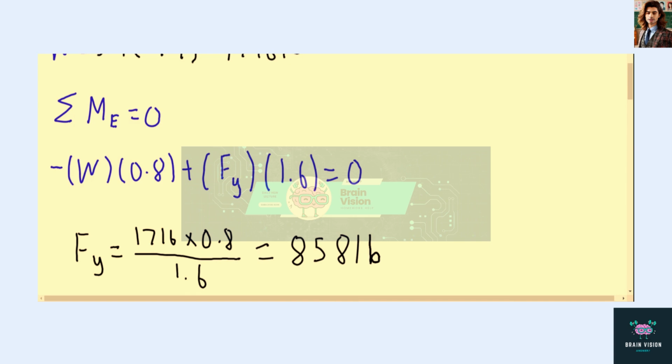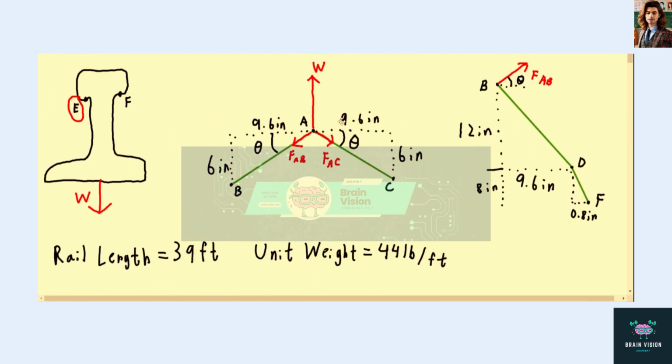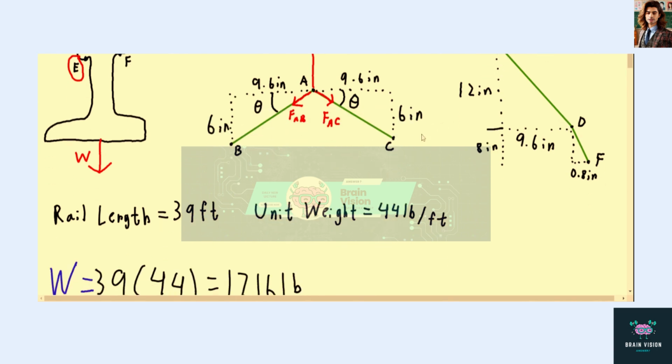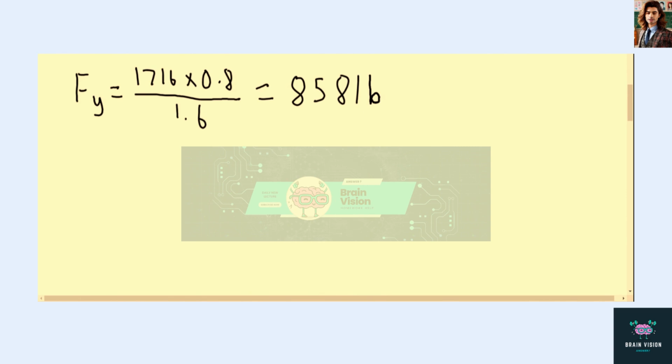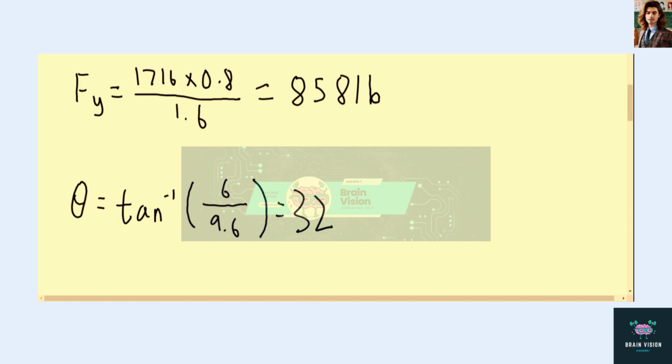So next we're going to calculate an angle theta from this free body diagram, and this angle theta also appears on the tong free body diagram. We can solve for that angle theta by taking the tangent inverse of 6 over 9.6, and this will give us an angle of 32 degrees.